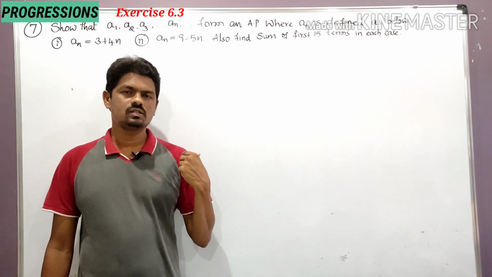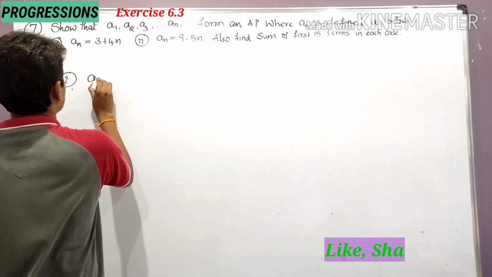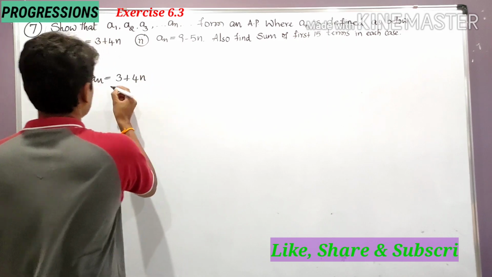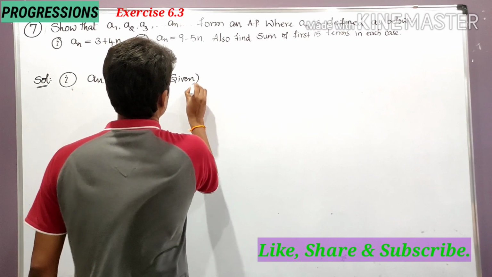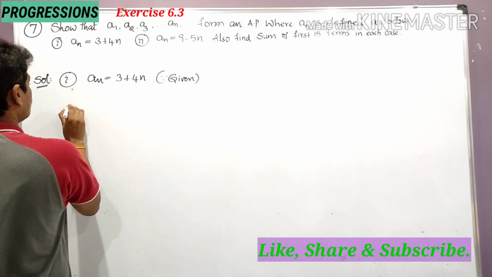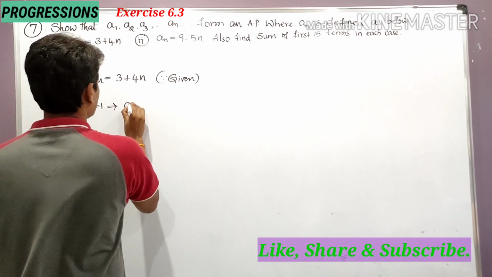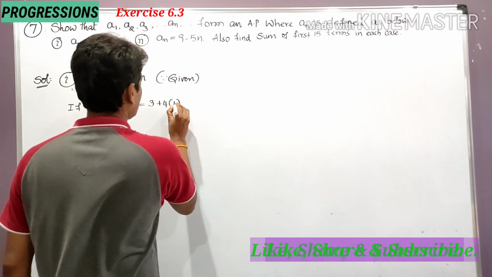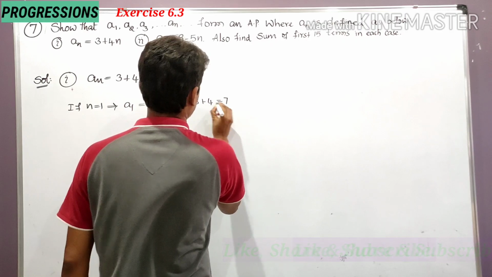So first we have to prove the first one. I am taking the first problem. An is equal to 3 plus 4n is given. By substituting n is equal to 1, 2, 3, 4 we can get the terms. If n is equal to 1, that implies a1 is equal to 3 plus 4 into 1, that is 3 plus 4, which is 7.